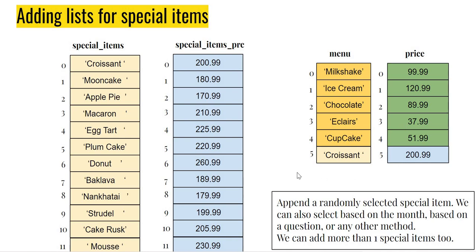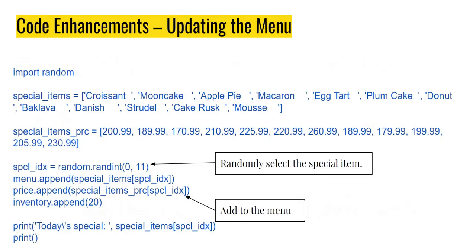But I do want to highlight that picking up randomly is just one of the many choices. In fact, we can do a selection based on month. We can ask the user a question based on which we can select. We can even replace items in this menu list, or we can add more than one special item. So, really lots of choices. We can be quite creative here. But once we do this, the code is quite straightforward.